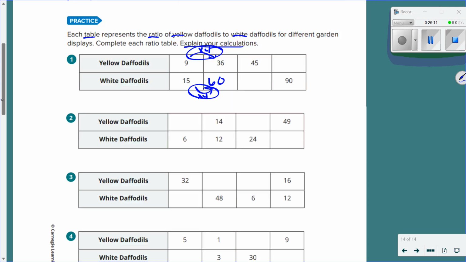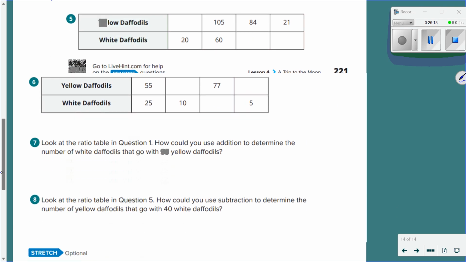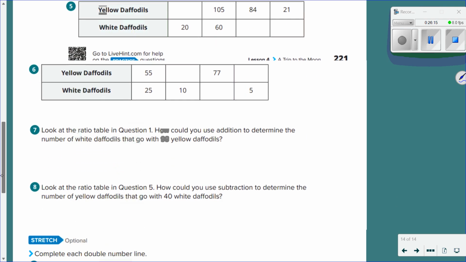So you're going to do all 5 tables on the back page. Hold on a second, guys. Now, they gave you specifically 99 yellow daffodils. That means I'm adding a column here for 99 to show me how you got there. How can I use subtraction? We haven't talked about that, but it's just the opposite of addition. Find 2 that go together that you can subtract to get the answer for 40 white daffodils. Good luck, guys.